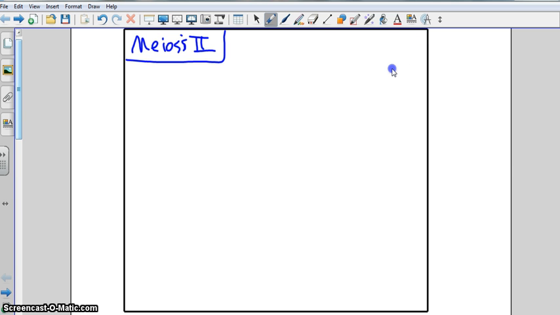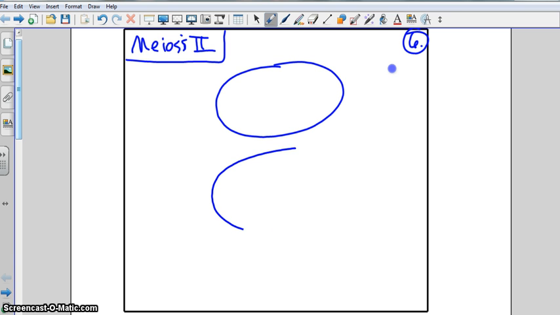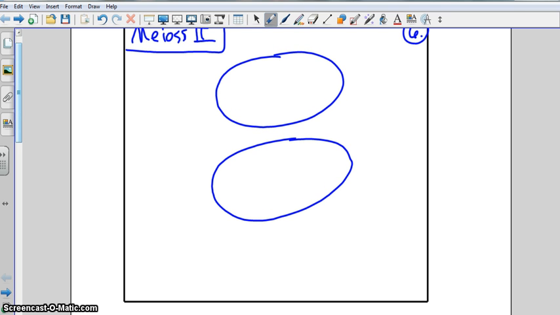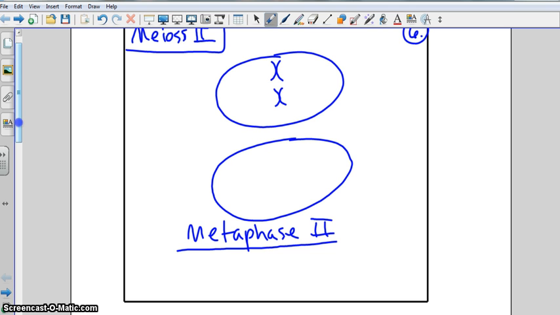Okay, so now let's go over to block number 6. And I'm going to draw these cells again. I'm going to draw them a little bigger because I may need a little more room. And this is going to be metaphase 2. What always happens in metaphase? They line up. And they're going to line up just like in mitosis. They're going to line up straight up and down. Just like this. And what attaches to them? The spindle fibers.